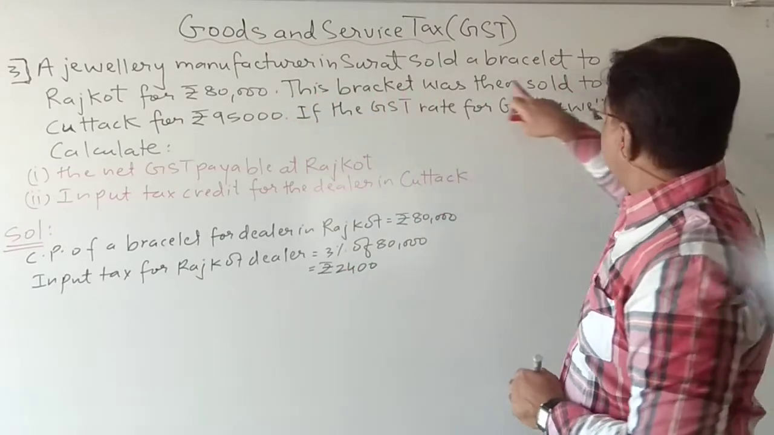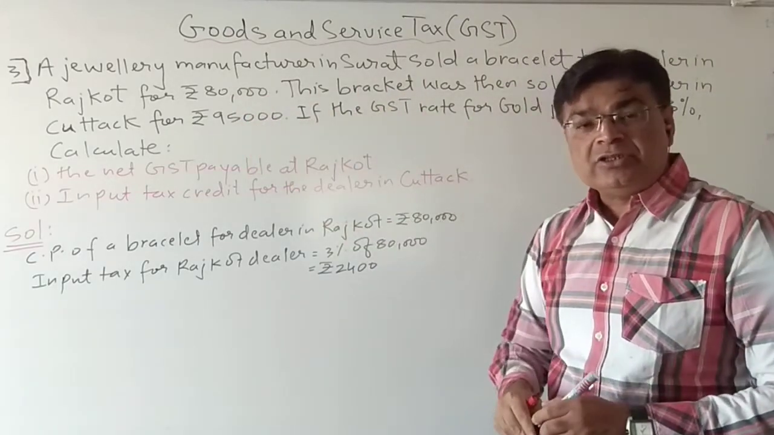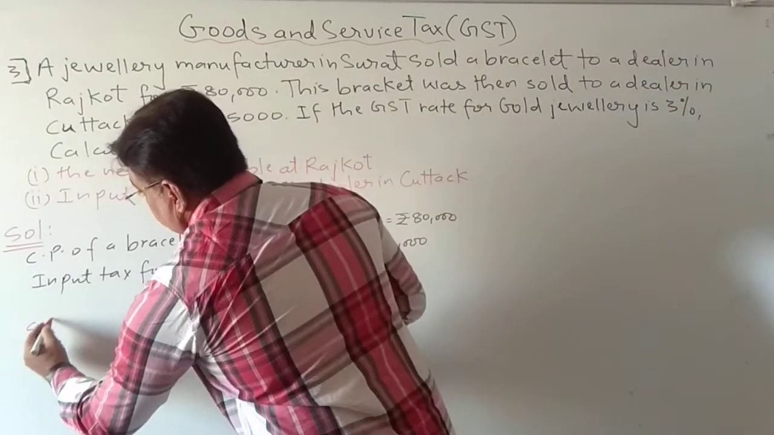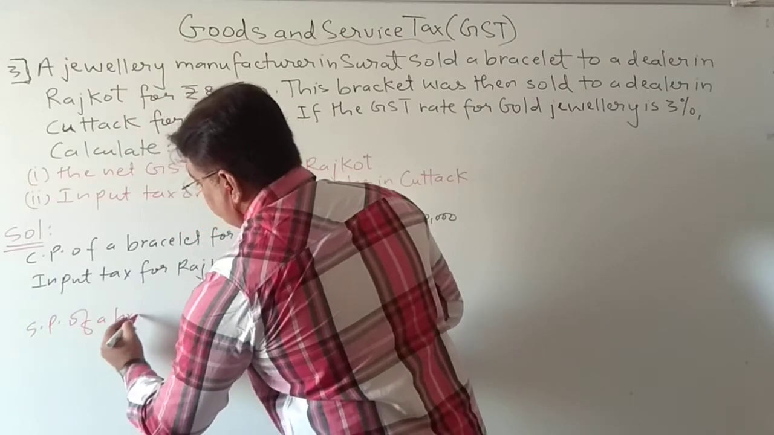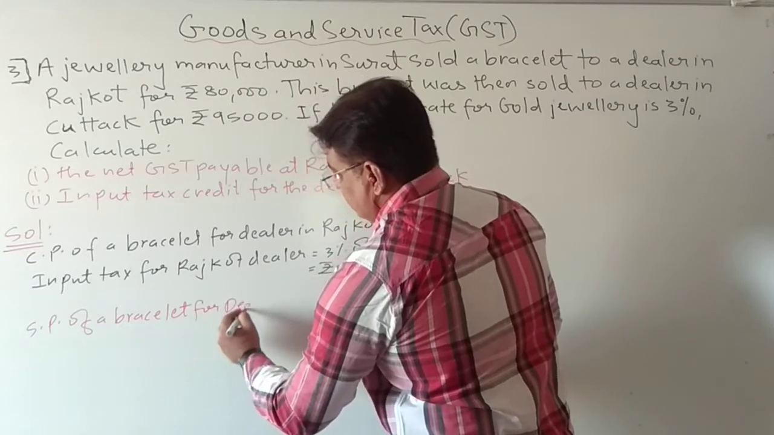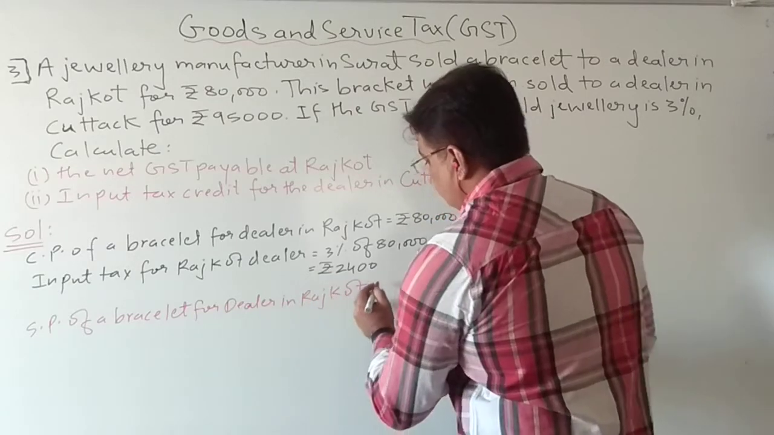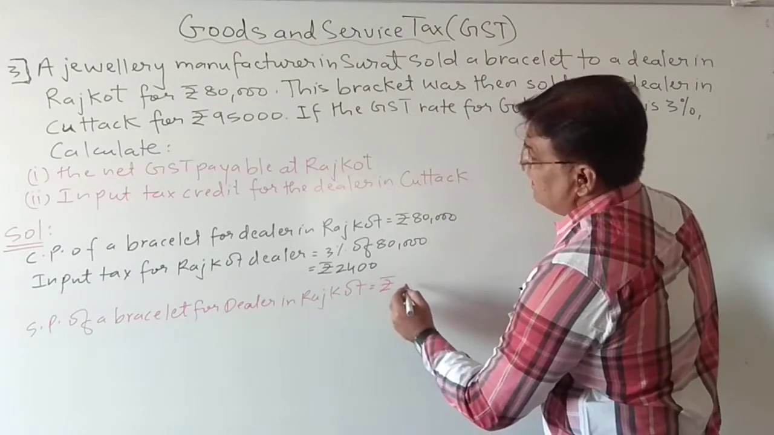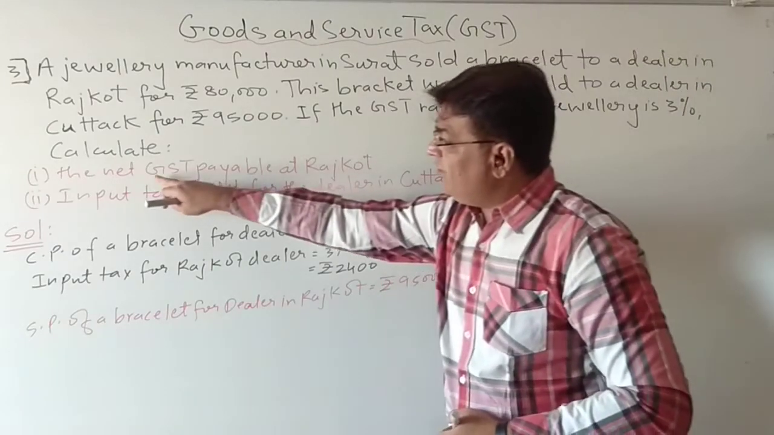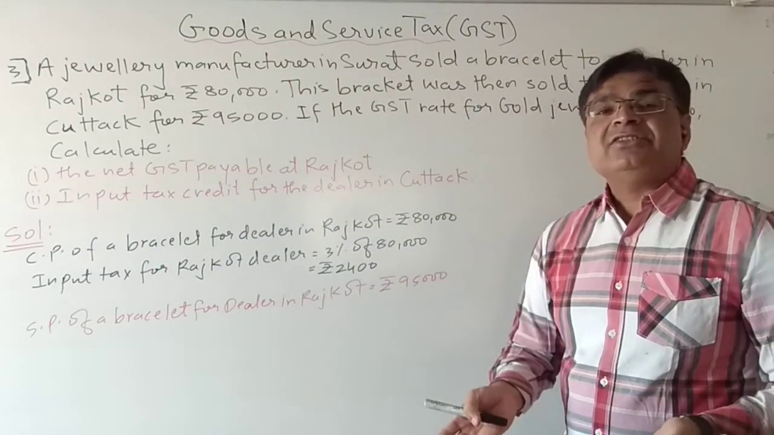Now what is he doing? Now the Rajkot dealer sells the bracelet to the dealer in Cuttack for 95,000. It means what will be the selling price of the bracelet for the dealer in Rajkot? Because he is selling at this price, no? It will be rupees 95,000. Still we are not answering this. From the sum we are finding each and everything, then we will write the answers accordingly.